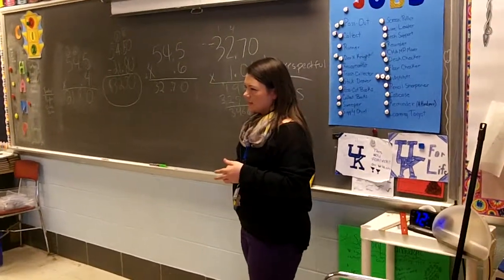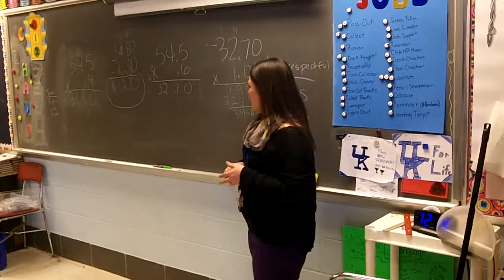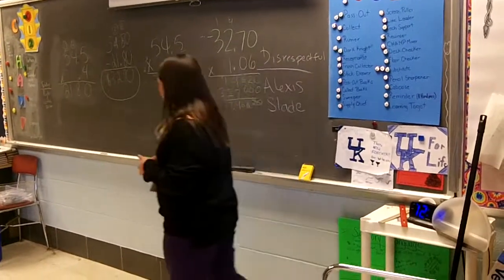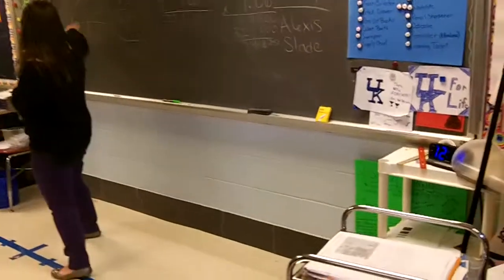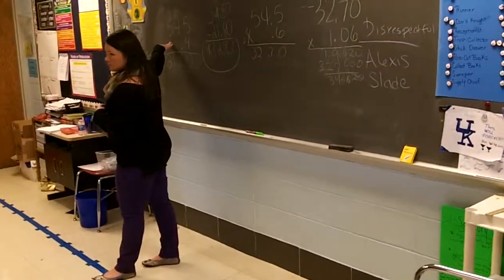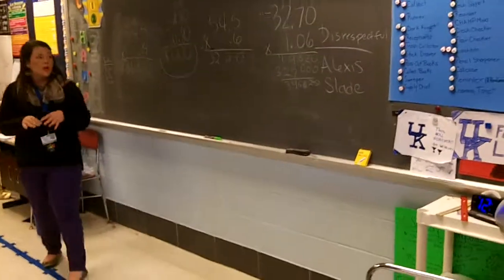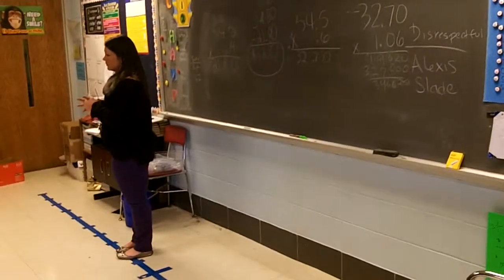You guys agree? Yes. So you would need to bring $34.66 if you were to buy this item on sale for 40%. Makes sense. Okay. So, questions over that? Okay, Keith?